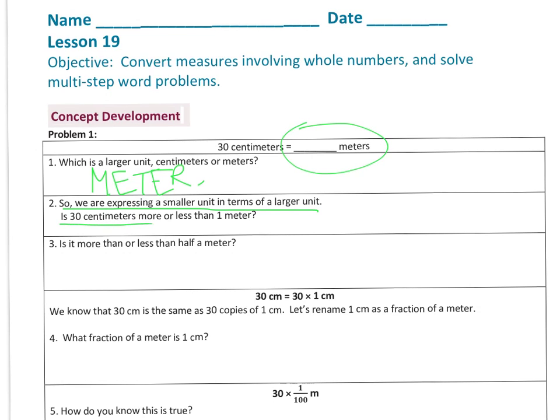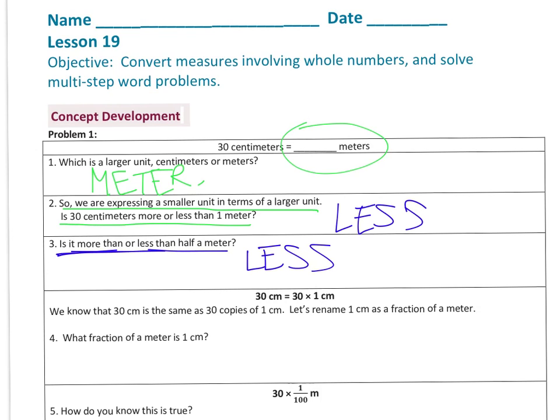Is 30 centimeters more or less than 1 meter? Way less, because we know there's 100 centimeters in a meter. So 30 is way less than 100. Is it more or less than half a meter? Well, 50 would be half a meter, right? Because a meter is 100, so it's still less than half.